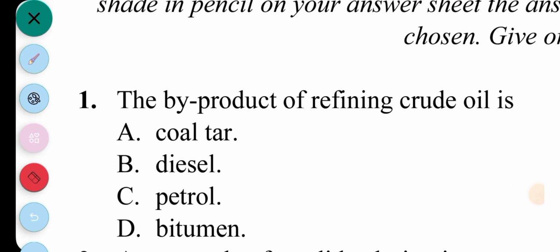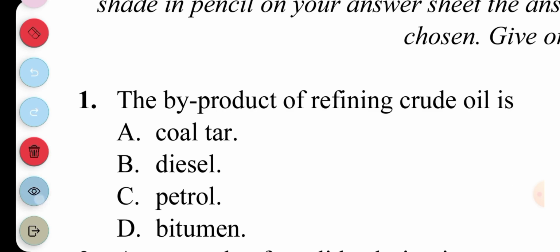So question 1. The byproduct of refining crude oil is A. Coal tar, B. Diesel, C. Petrol, D. Bitumen. The answer to question 1 is D. Bitumen.